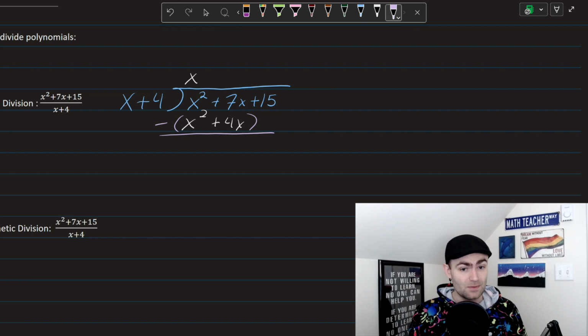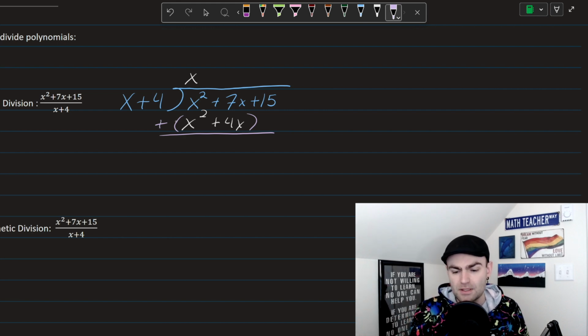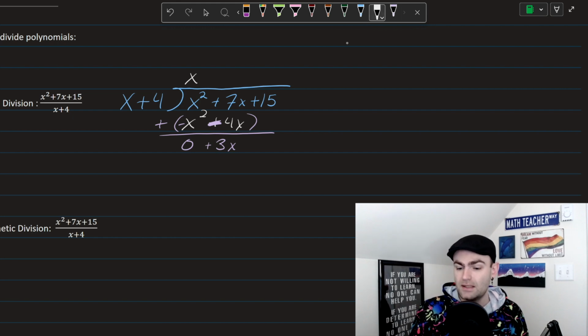When I subtract, I'm going to distribute that subtraction so that I know exactly what's going on. So we are subtracting this 4. So x squared minus x squared is 0. And then 7x minus 4x is 3x. And it's going to be positive because the 7 was positive. Then we're going to bring down this 15. So plus 15. And we're going to ask ourselves the same question that we did before.